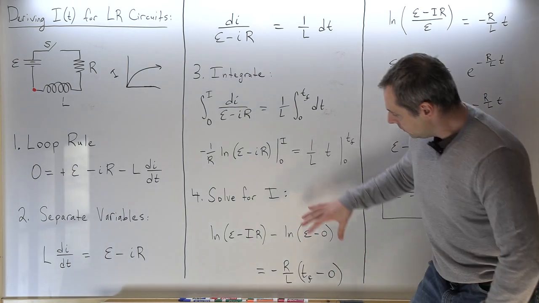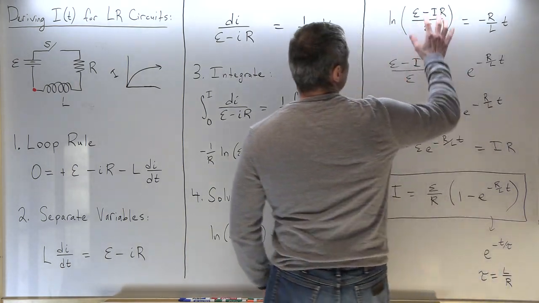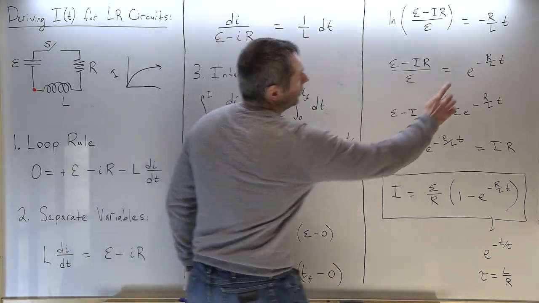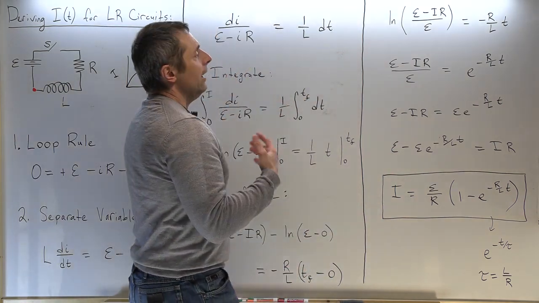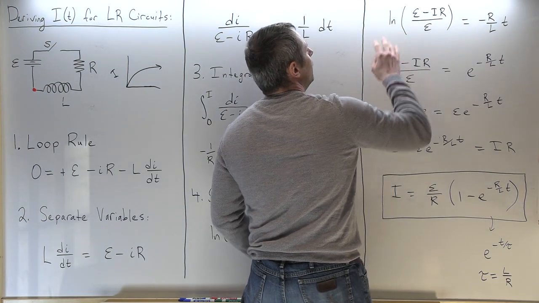So what we could do is combine these two natural logs because of the minus. We combine them as a division inside the log. And then I'm just going to drop the t final here just to make it more convenient. Now, again, we're solving for current right here. It means we've got to get rid of the log.